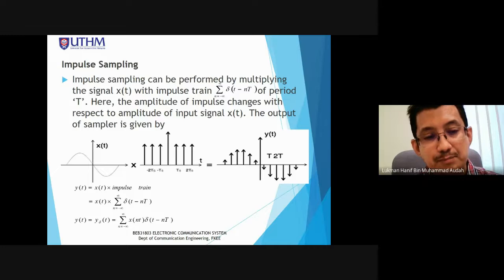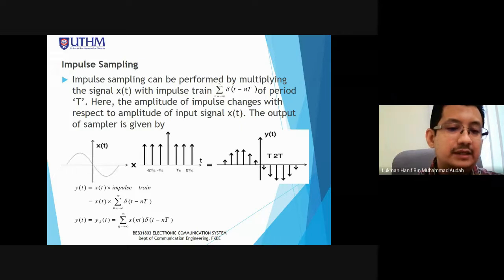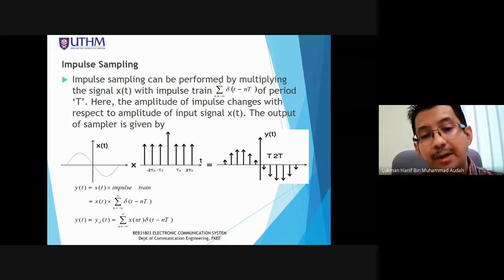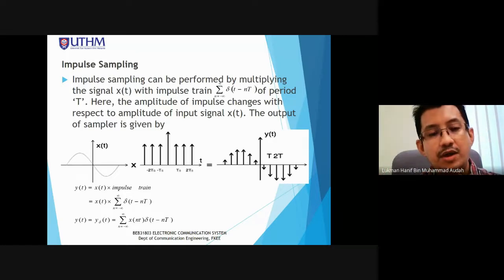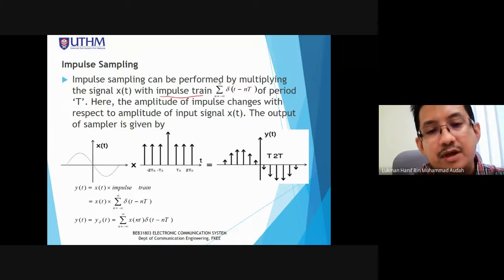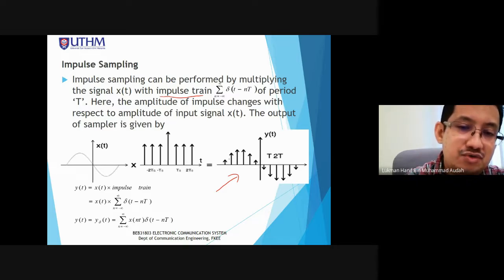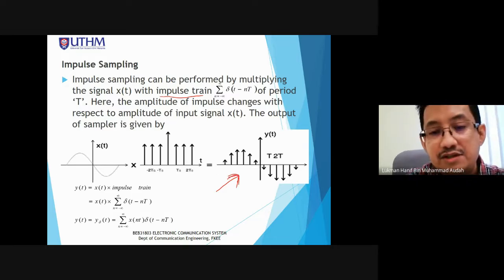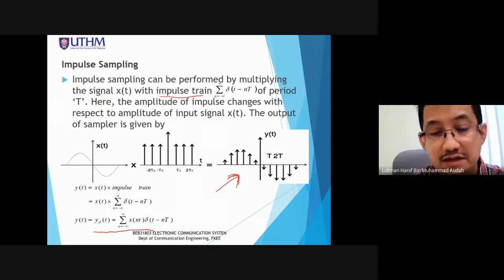We mix the input with another signal. Okay, and this mixing process is actually referring to the multiplication process in mathematics. Okay, so we multiply the input with, for impulse sampling, the delta function, or we call it an impulse train. Okay, so the result of this multiplication process in the time domain produces a signal like this, a discrete time signal. So this is y delta t. So ini tak perlu hafal, jangan hafal.